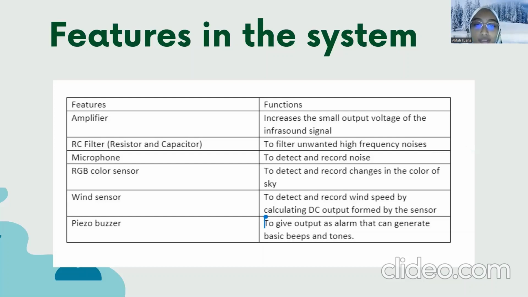This wind sensor is used to detect and record the wind speed by calculating the DC output formed by the sensor, so that we don't get false alarms or warnings from the color sensor and also the sound sensor that we have. And the last one is the piezo buzzer. It's the output of the main controller to produce a loud sound so that it can alert everyone. Next.